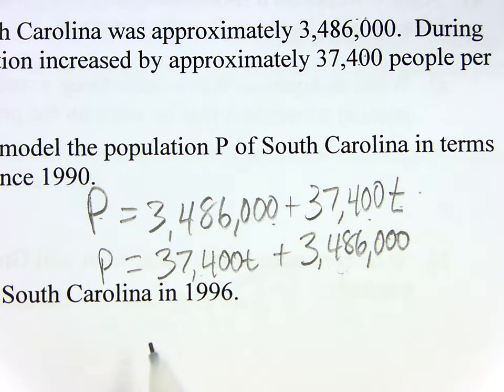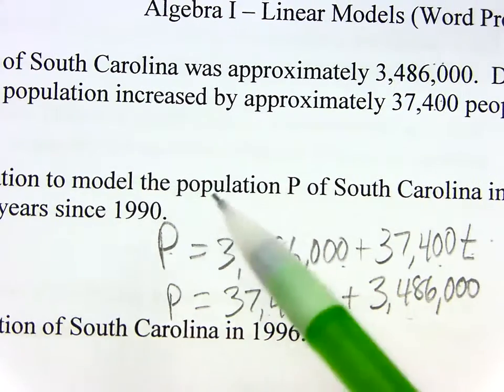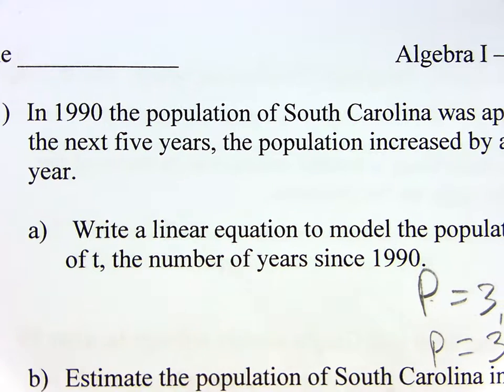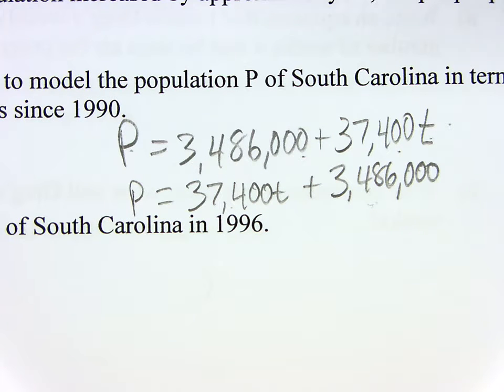So, what do you think I do in part B? Estimate the population of South Carolina in 1996. Emma? You would put 6 in for T. Why wouldn't I put in 1,996? Because you're increasing 6 years. Exactly. So, remember, look at what T stands for back in our problem. It says T is the number of years since 1990. So 1996 is only 6 years since 1990. So you just pop in a 6 for T.